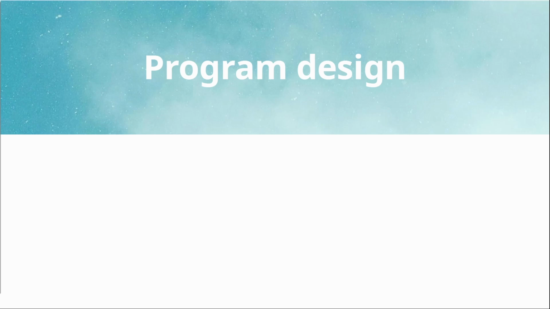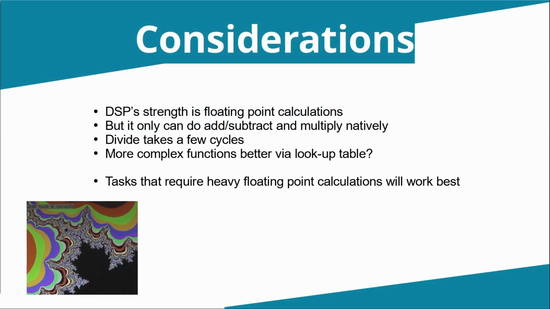So having been through all that, where does that leave us on program design? Well, I think there are a few considerations to take into account. The DSP strength is in doing floating point calculations. Really, there's no point in trying to challenge it with integer arithmetic. It's not particularly strong at that because it cannot do integer multiply and integer divide in the same way that the CPU can. So perhaps stick to applications that need a lot of floating point.